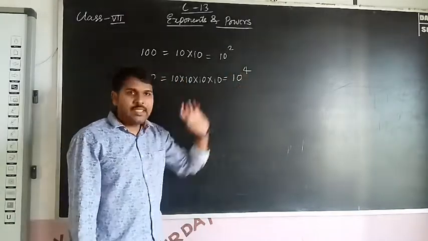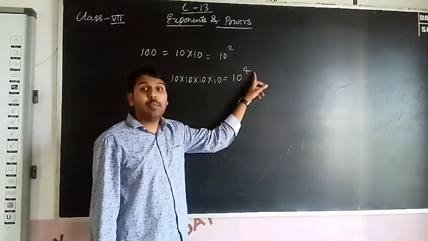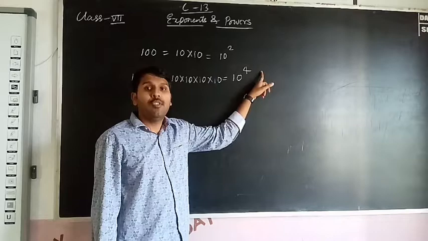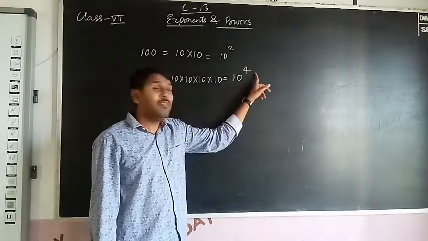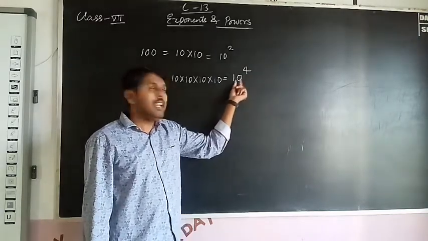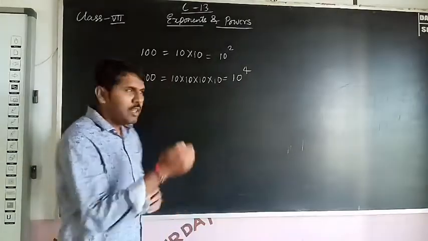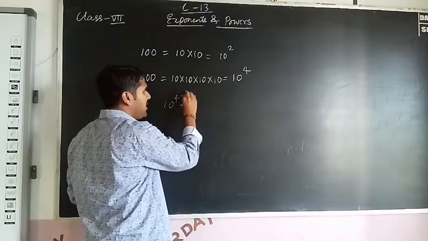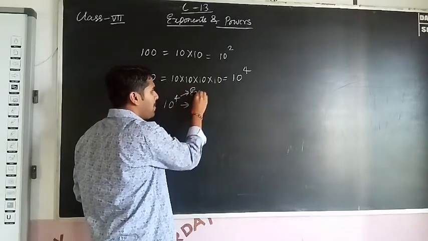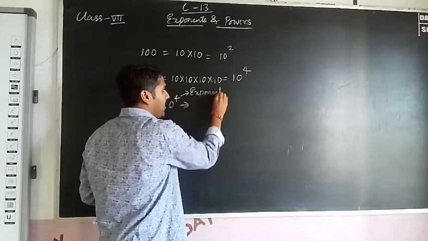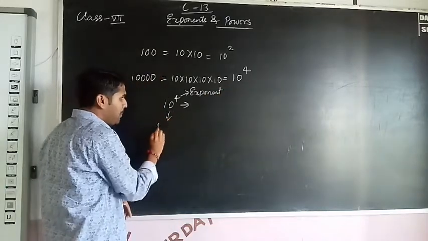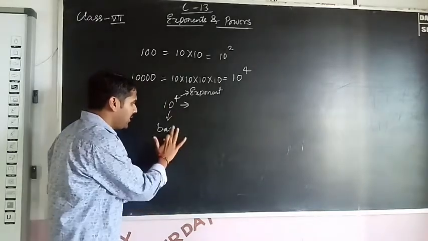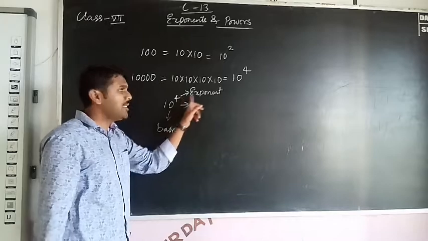So how to read this? 10 raised to the power of 4, or 10 to the power of 4, or 10 raised to 4. Whatever you want to write. So how to write that? 10 raised to 4. This is the exponent and this is the base. Here 10 is the base and 4 is the exponent.